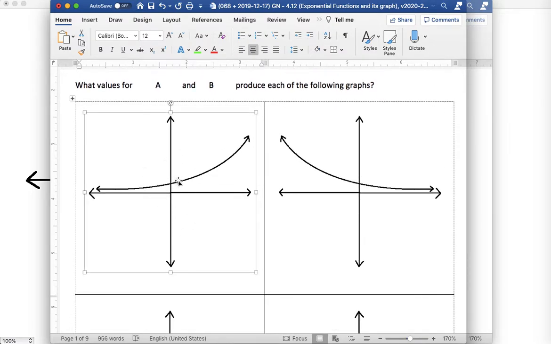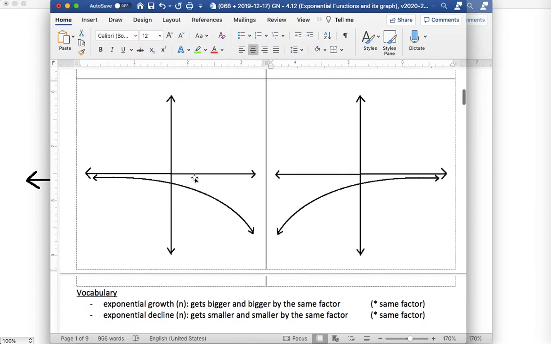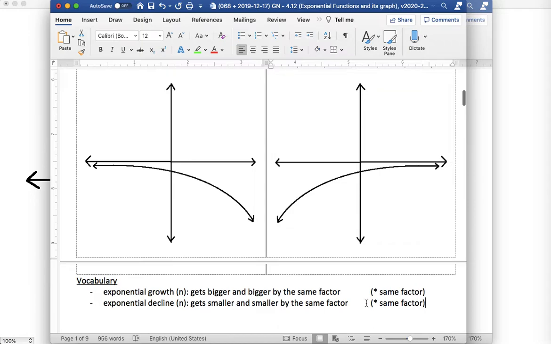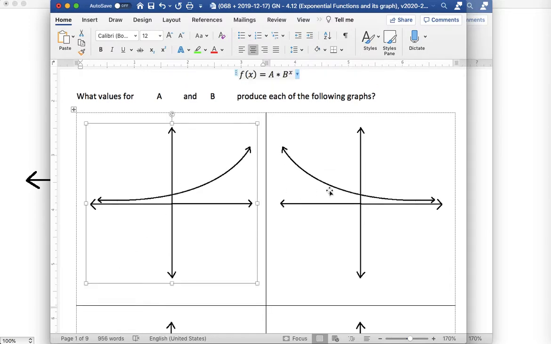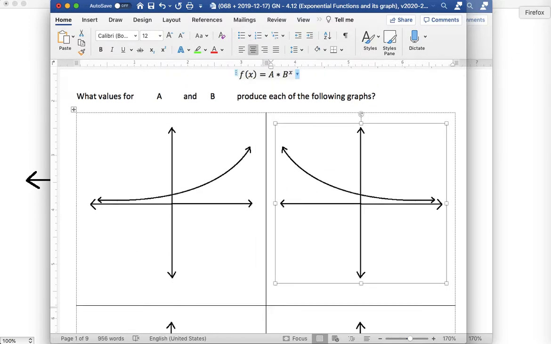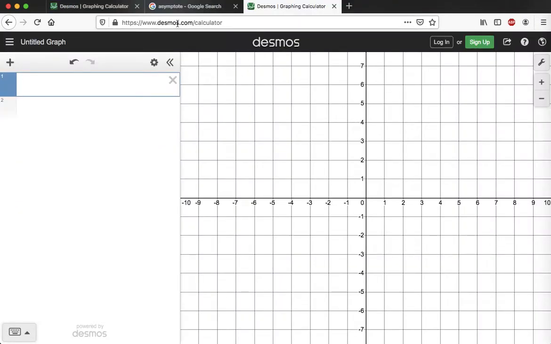exponential growth. Which values for a and b would make the graph look like this here on the right, exponential decay or exponential decline. Which values for a and b make it look like this? By the way, here I have written the definition for exponential growth and decline, but just know that that's this one and this one. Okay, so the program I'm going to have you use is Desmos.